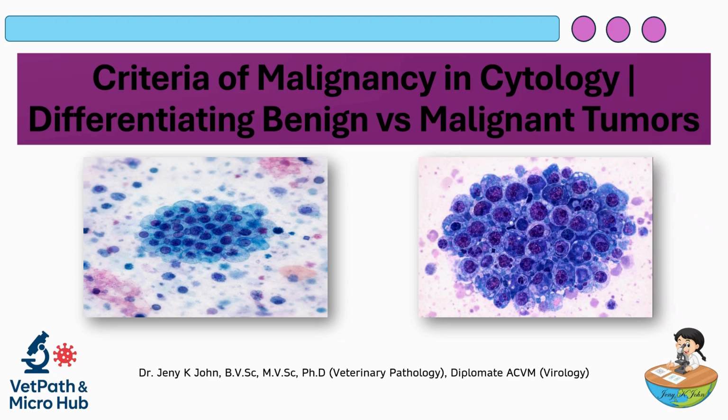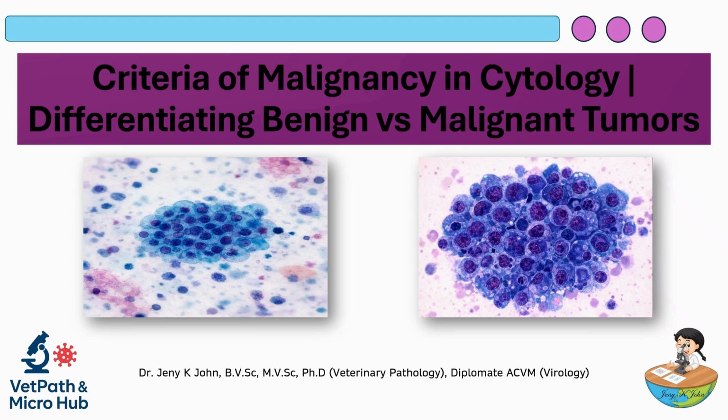Welcome to today's section on cytology, where we explore how to differentiate benign and malignant tumors at the cellular level. Understanding this distinction is crucial for accurate diagnosis and guiding treatment strategies. In cytology, tumors are classified into two main categories: benign, which are generally slow-growing and non-invasive, and malignant, which are aggressive, invasive, and have the potential to metastasize.